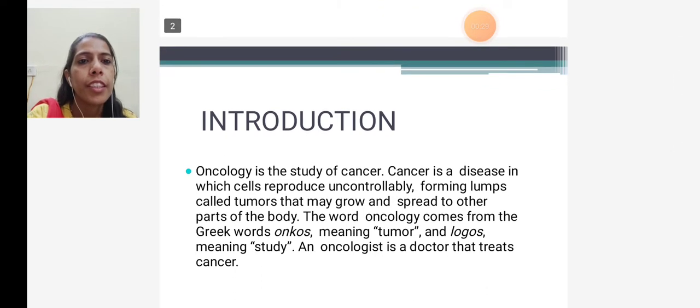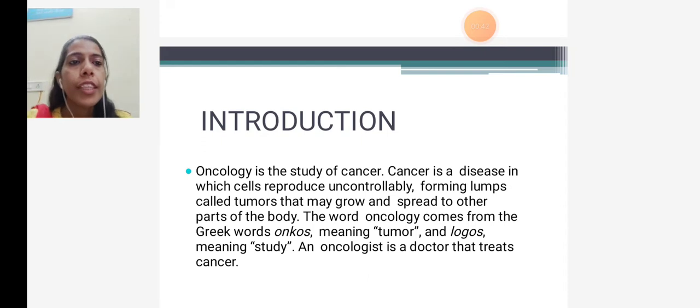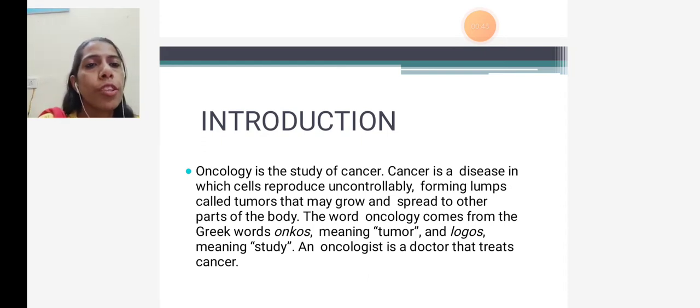Cancer is a disease in which cells reproduce uncontrollably and form lumps. These lumps are called tumors, and they may grow and spread to other parts of the body. Oncology comes from the Greek words onkos, meaning tumor, and logos, meaning study.